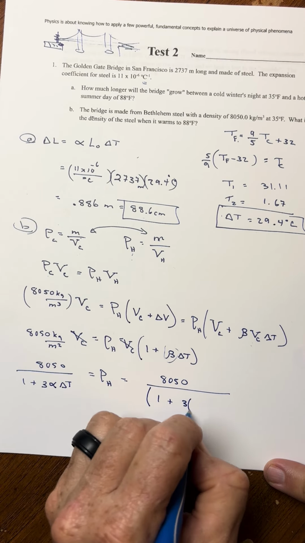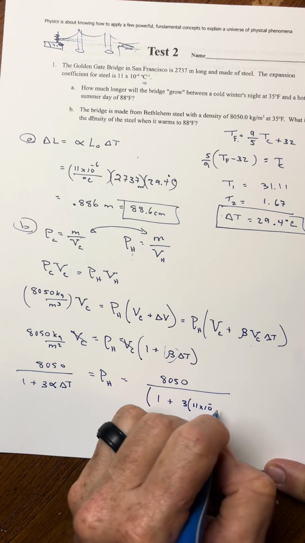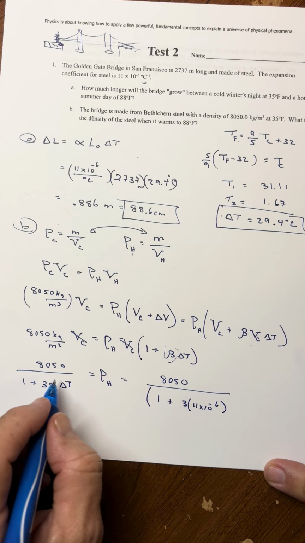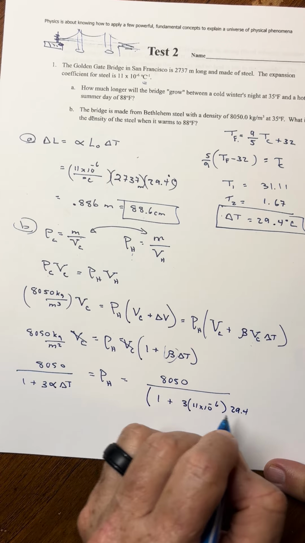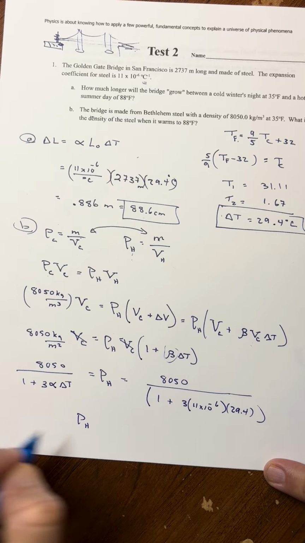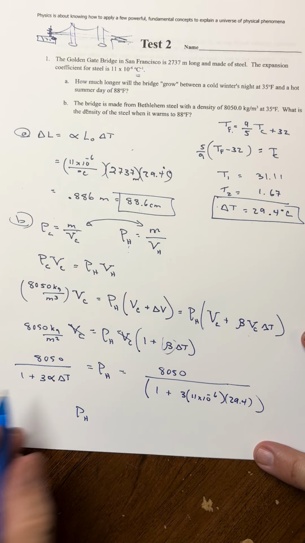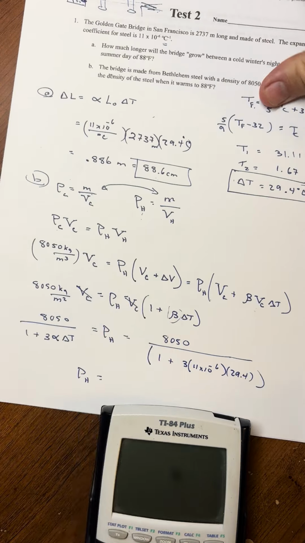And so this is 3 times 11 times 10 to the minus 6, right? Yeah. And the change in temperature we did earlier, 29.4. And so there is going to be our answer. What is the density?